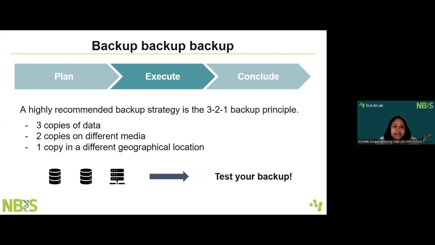It's also important to back up your data. So there is a backup strategy called the 3-2-1 backup principle, where you have 3 copies of the data. 2 of those copies are in different media, and 1 copy is in a different geographical location. So don't forget to test your backup solution and remember to document your backup strategies as well.